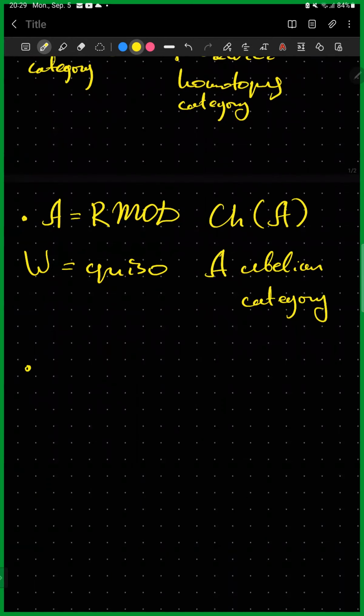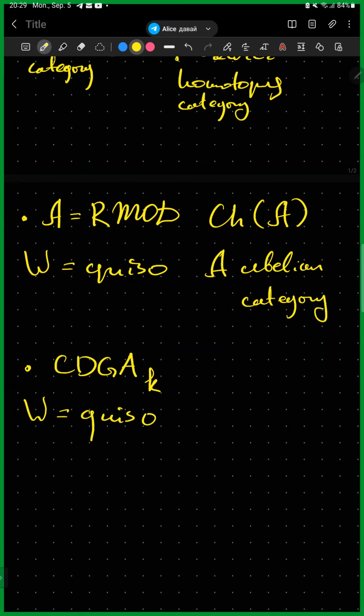Okay. So similarly, one may consider commutative differential graded algebras over some field or ring, and weak equivalences once again should be quasi-isomorphisms.